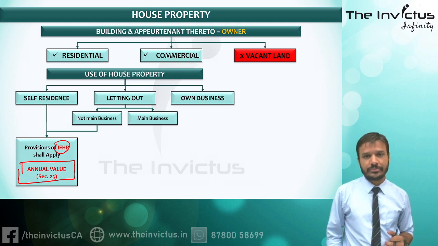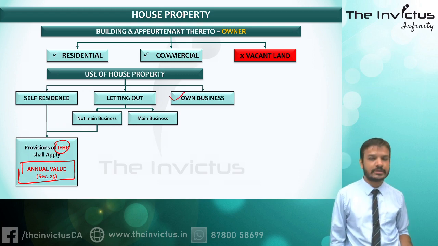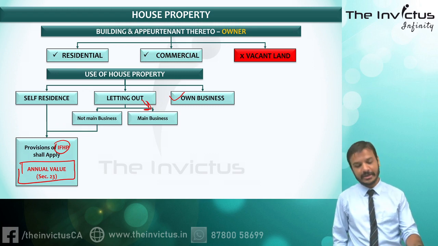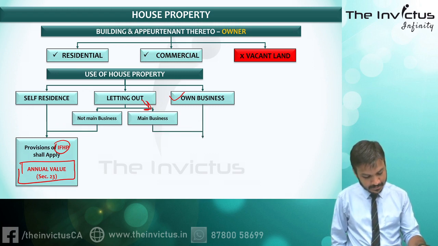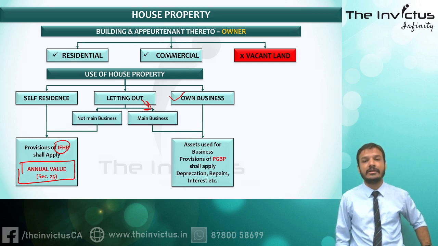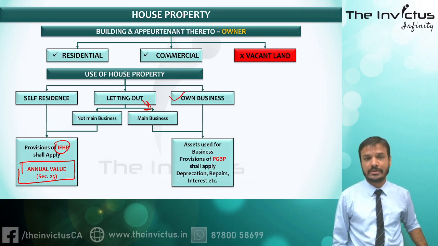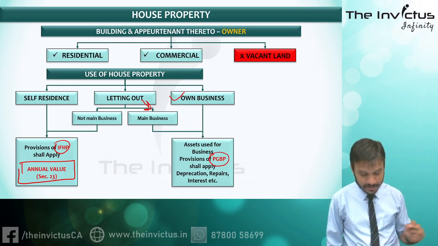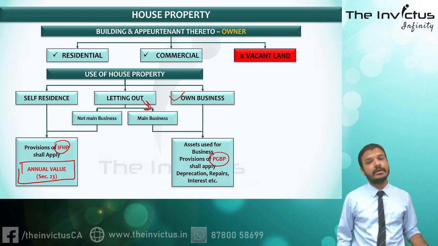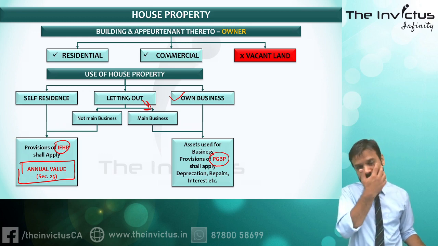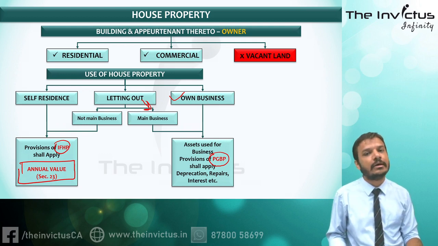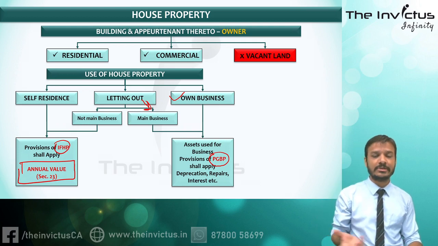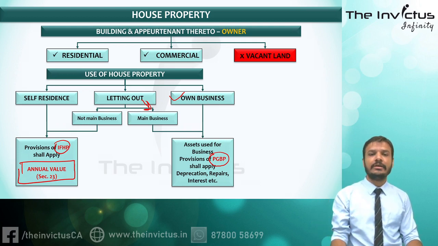But what if I'm carrying my own business or letting out is my main business? What happens in this case? In that case, income from such property shall be considered as used for the purpose of business and profession, and provisions of PGBP shall apply. What kind of provisions? Depreciation, repair, maintenance, interest on loan, etc. Right? So in that case, this property will be considered as an asset for the purpose of business, and accordingly provisions of PGBP apply.